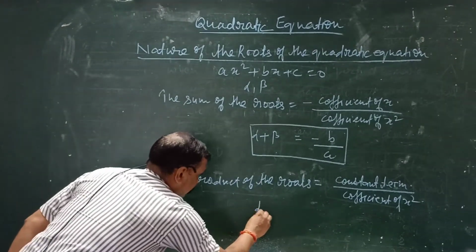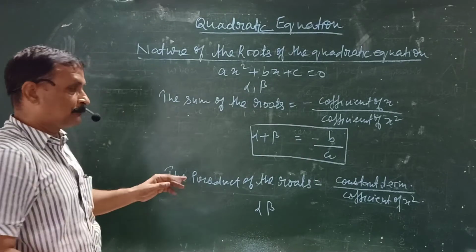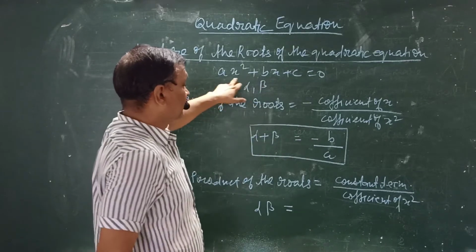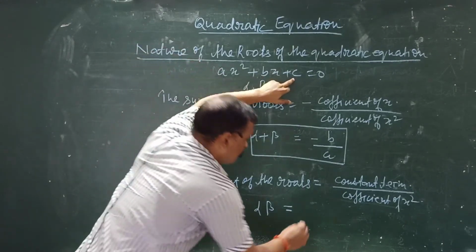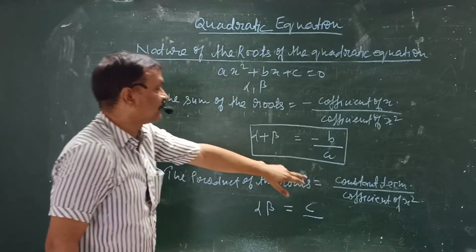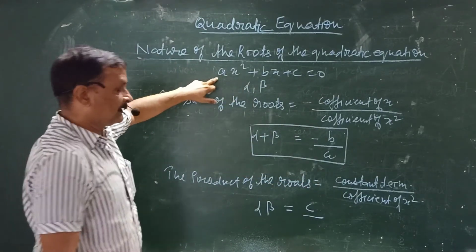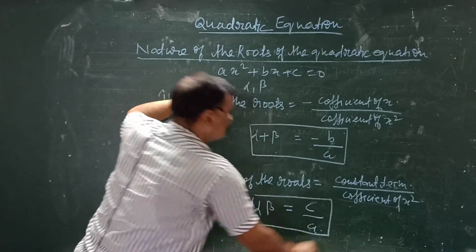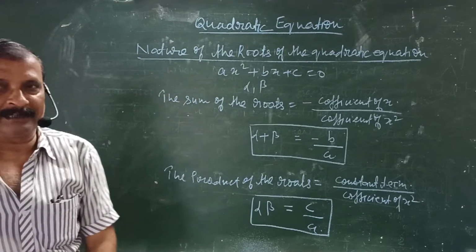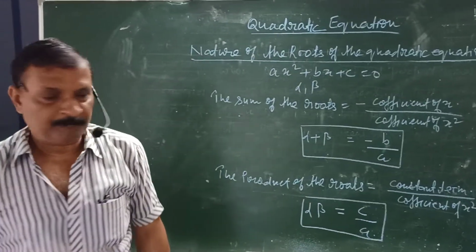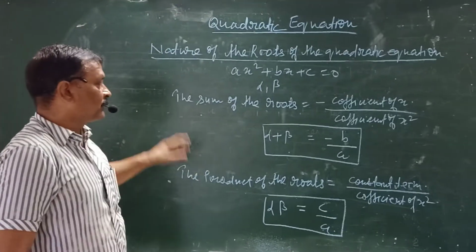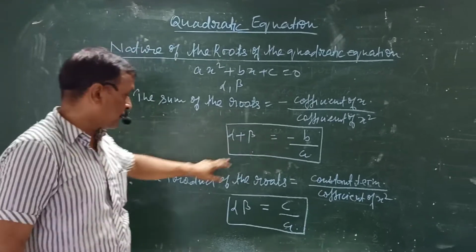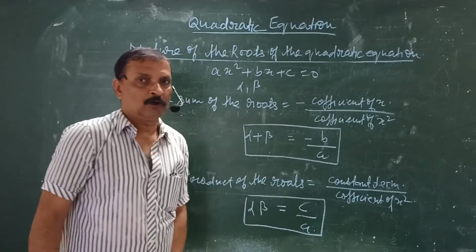First root alpha, second root beta. The product means multiply both the roots. Alpha beta is equal to, see the quadratic equation, constant term c upon coefficient of x square. Coefficient of x square is a. Then product of the roots alpha beta is equal to c upon a. There are two formulas for the quadratic equation: sum of the roots alpha plus beta is equal to minus b upon a, and the product of the roots alpha beta is equal to c upon a.